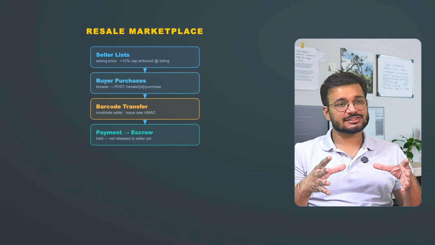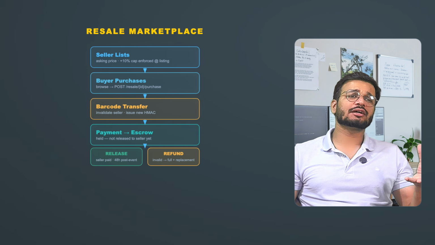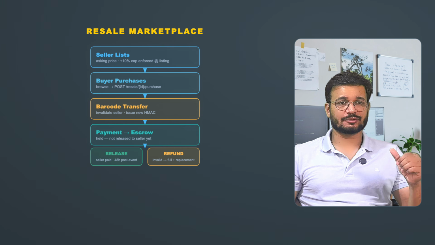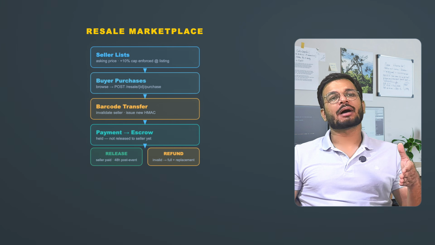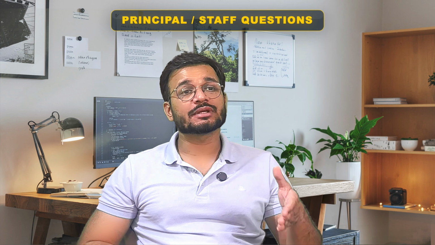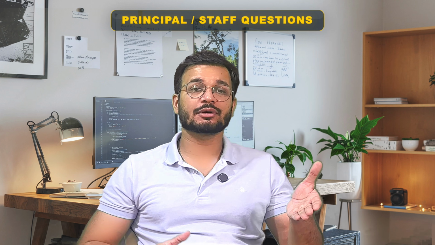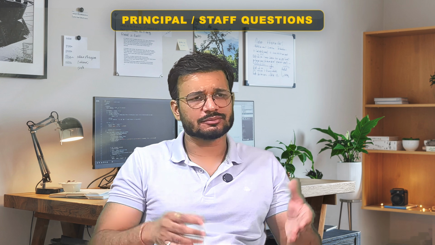The next part within this is trust and escrow. Sellers don't receive payment until 48 hours after the event. This ensures that the buyer actually attends with a valid ticket before the seller gets paid. And this way, we provide buyer protection. If the ticket turns out to be invalid at the gate, the buyer gets a full refund and is offered comparable replacement tickets if available.